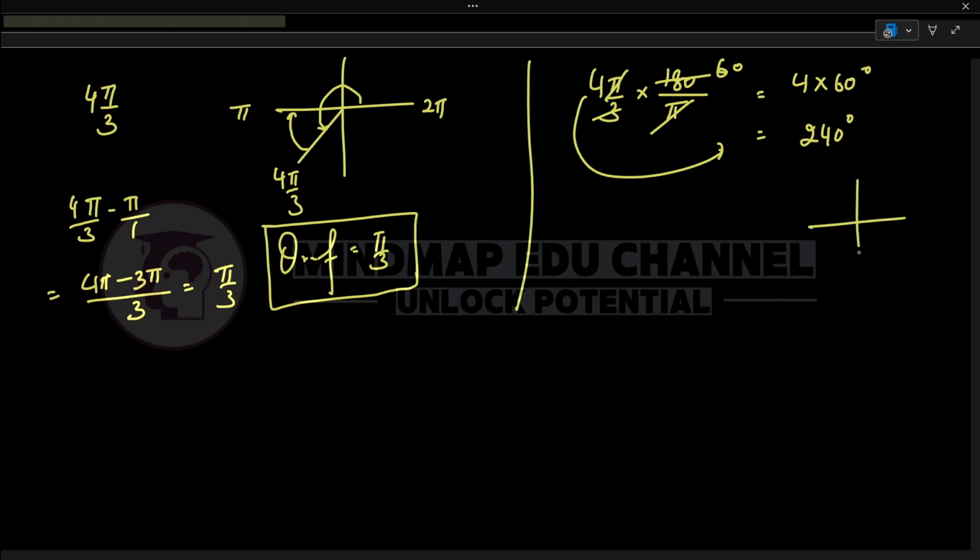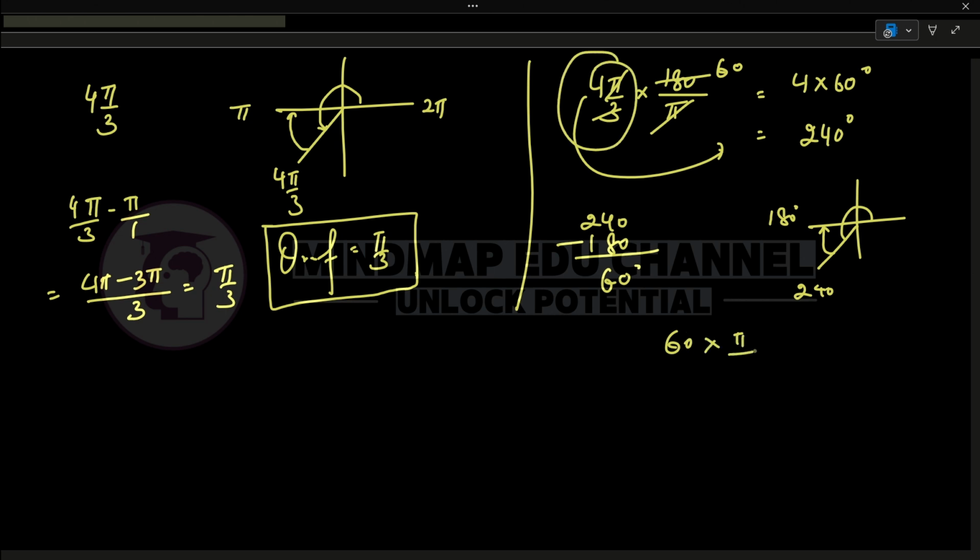And check now, this falls in the third quadrant. Correct? So from here, your nearest x-axis is towards 180 degrees. So 240 minus 180 will give you 60 degrees. Now convert this 60 degrees, because your question is in radians. So now convert the 60 degrees into radians.